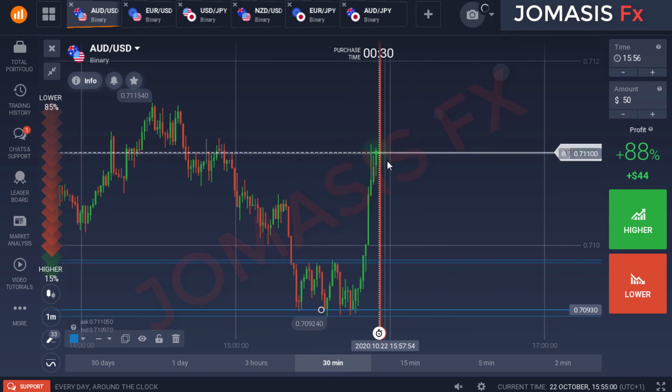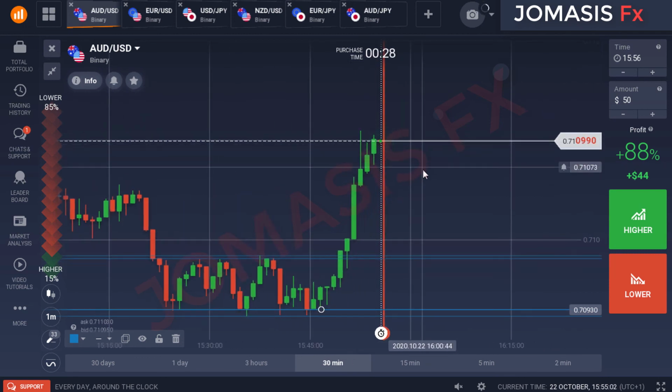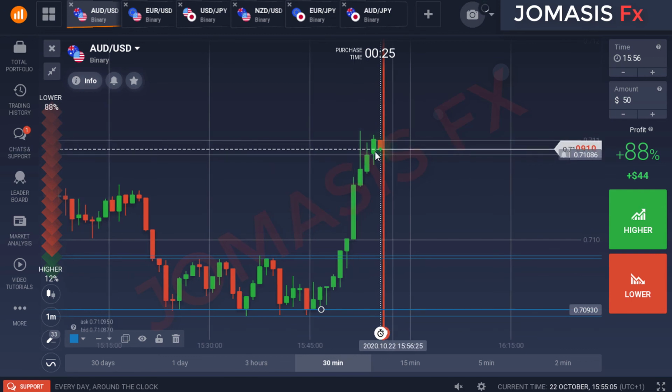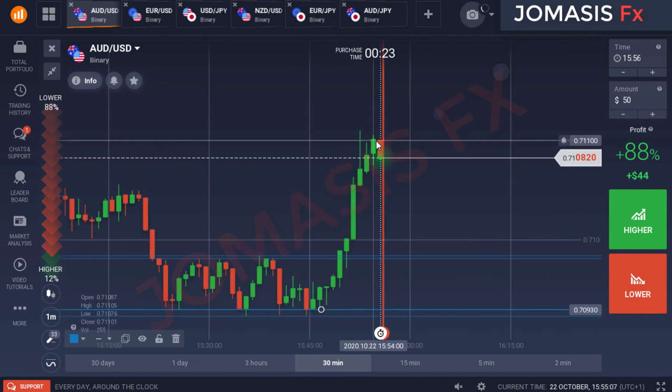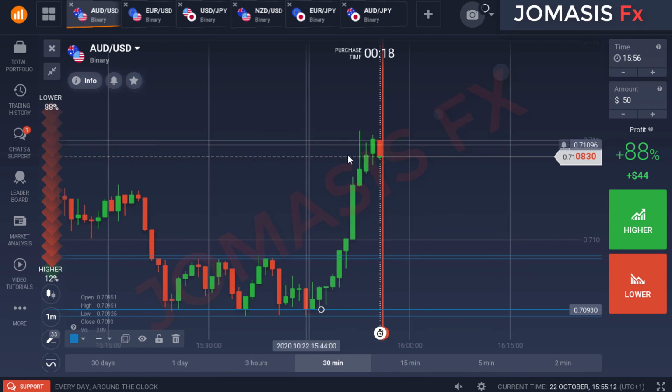And don't be in a hurry. You can be at a support level and it is not a good time for you to trade. So you have to look at the behavior of the candles before the support or resistance level before making your judgment. You understand?